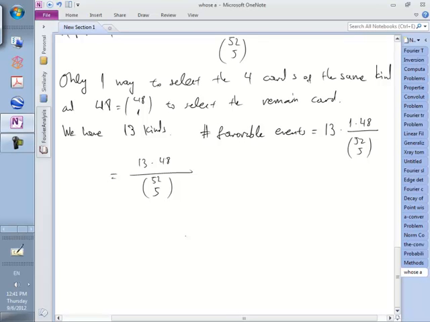Any questions? Yeah? To calculate it? I don't have a calculator that can do that. If anybody has a scientific calculator, it's going to be a small number.